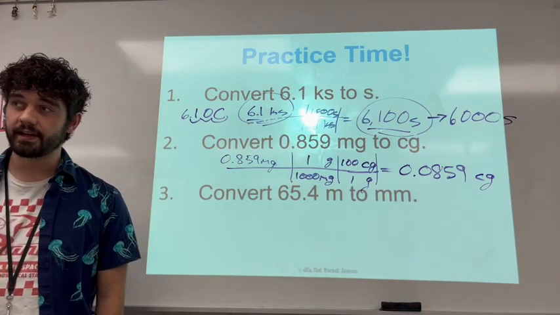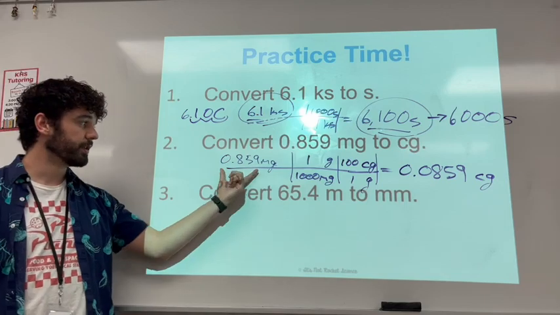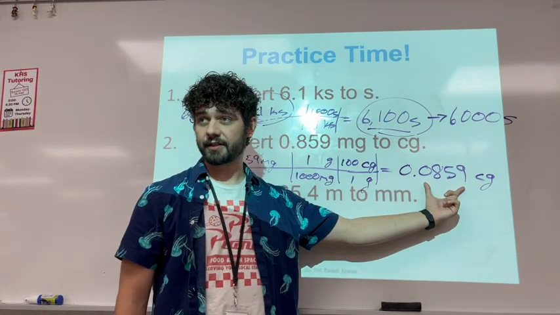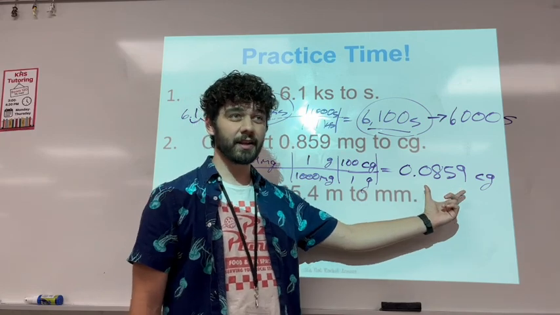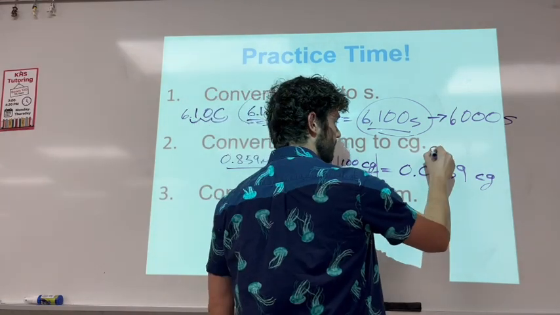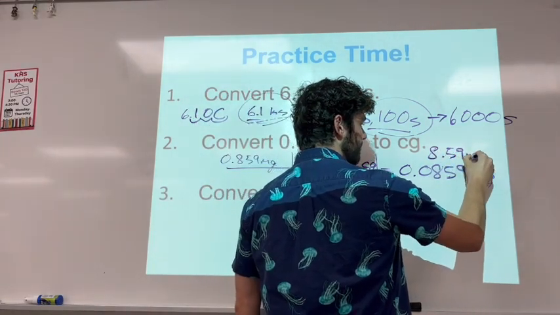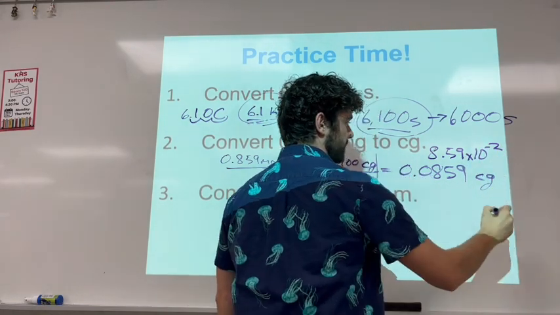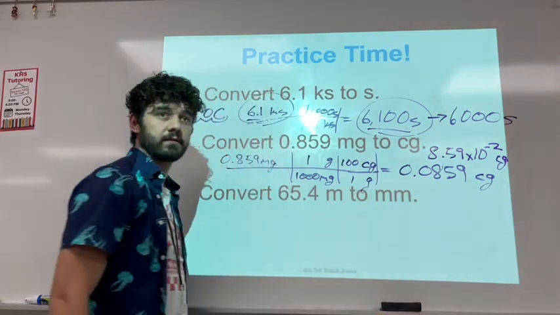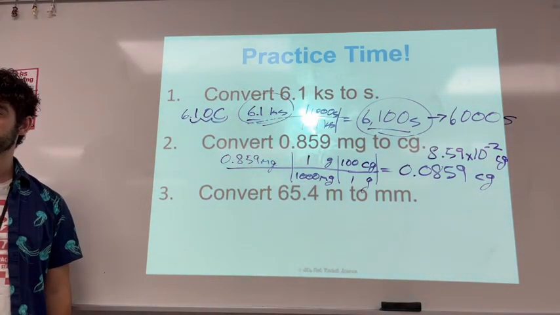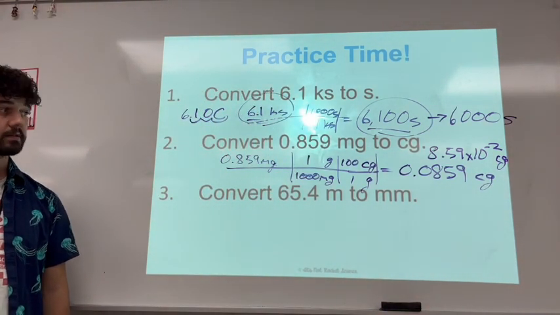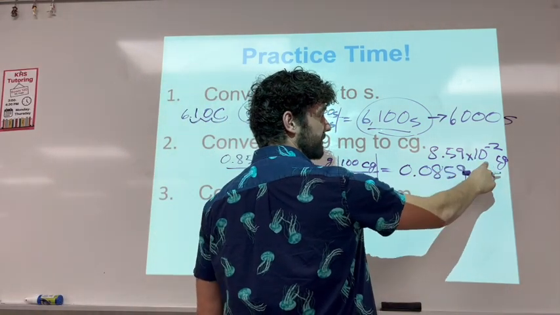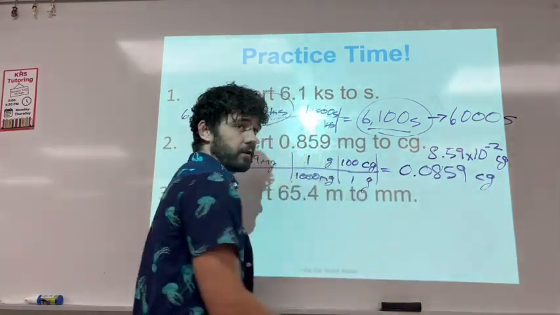But there's 3 significant digits. I started with 3 significant digits, so you ended with 3. Check it out. I ended with 3 significant digits. And if I write it in scientific notation, it doesn't change the significant digits. Why is it to the negative 2? Because this times 100th gives me that small number.